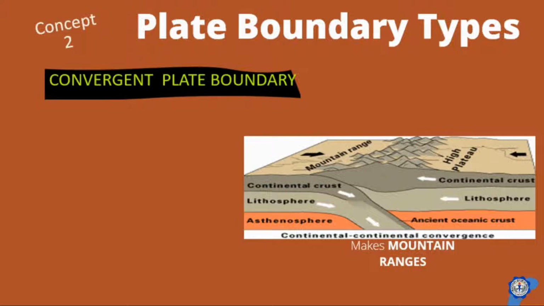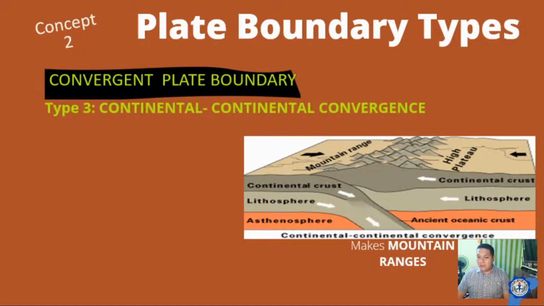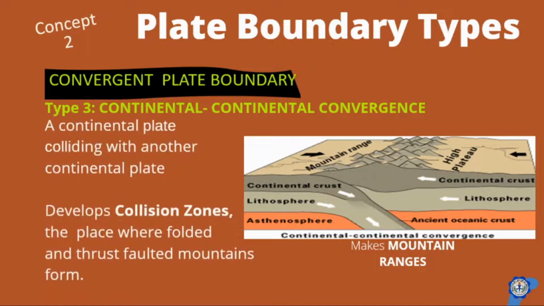So let us now move on to the third type of convergent plate boundary. And we call it the continental convergence. In continental convergence, a continental plate collides with another continental plate, and this develops collision zones between continental plates or the place where folded and thrust-faulted mountains form. So this type of convergent plate boundary makes mountain ranges.